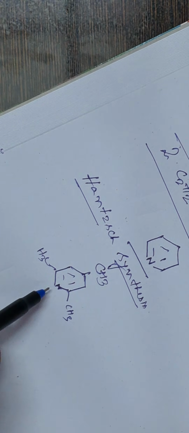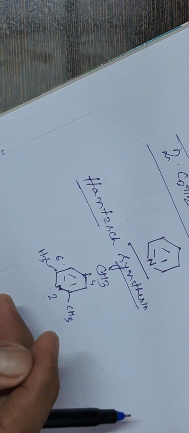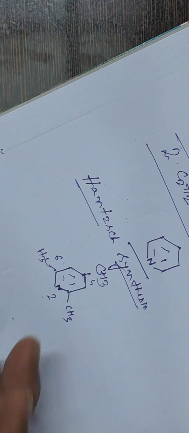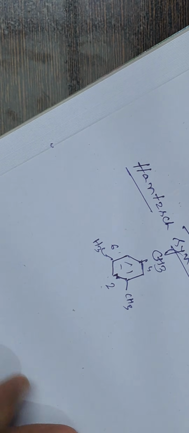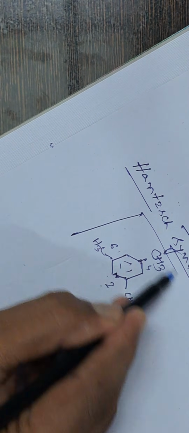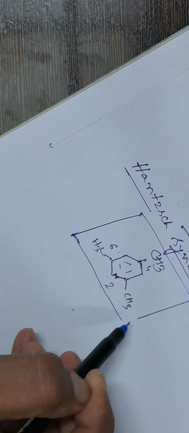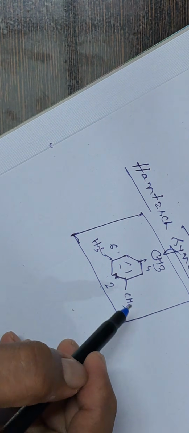So what are the locations? 1, 2, 3, 4, 5, 6. Three methyl groups are placed at the 2nd, 4th, as well as 6th positions, and all are methyl. So here we have 2,4,6-trimethylpyridine. This is the one that we are going to make. Now how can this be made? If I look at the structure, I need to find the zones which are very soft zones.